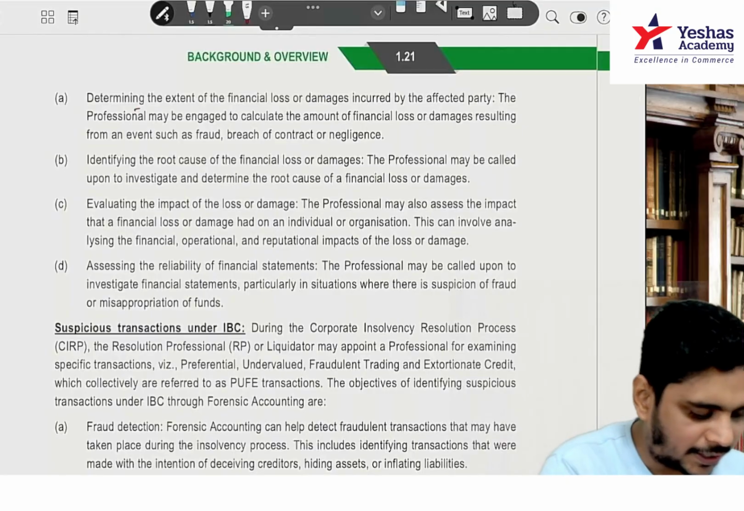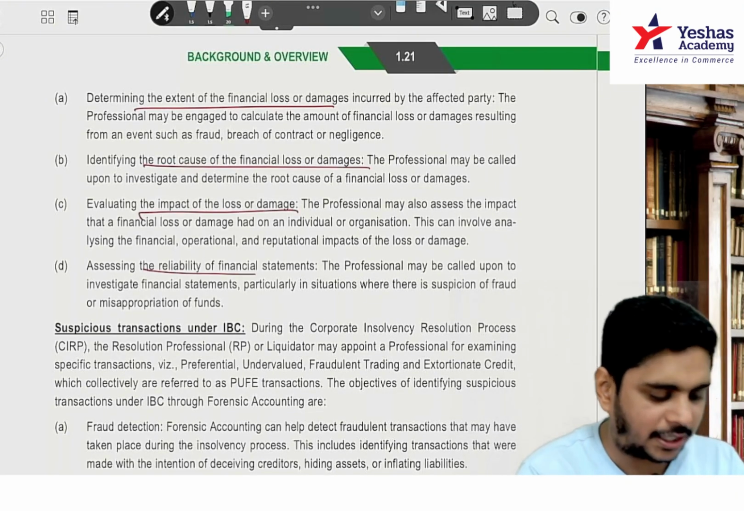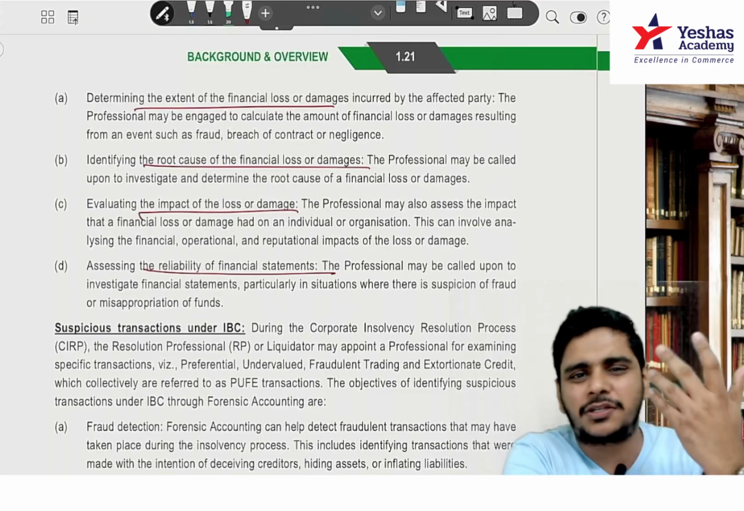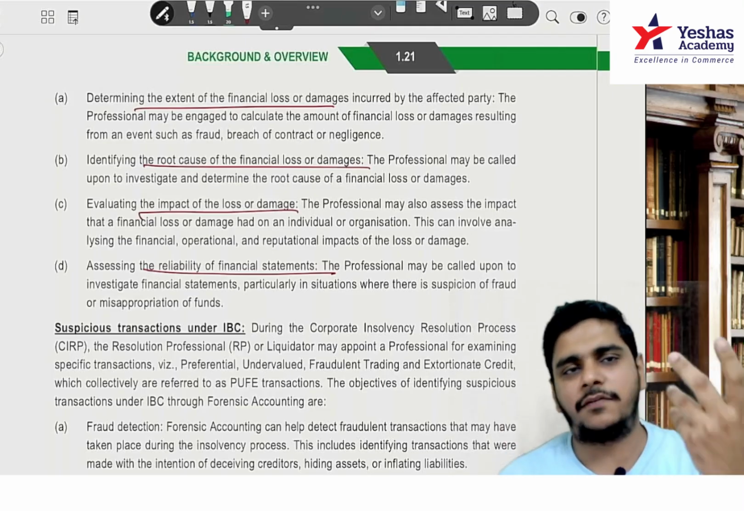Here also on the same lines: extent of loss, root cause of the financial loss, impact and reliability of the FS. So internally you just have to read once, because see, headings are important. You need to understand the content because they will be testing in MCQ.